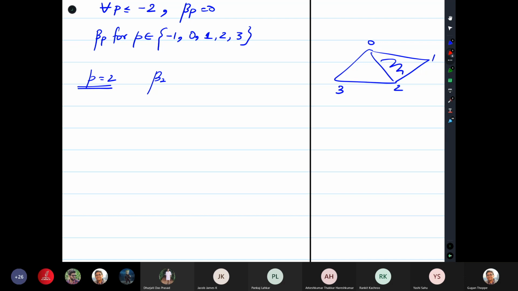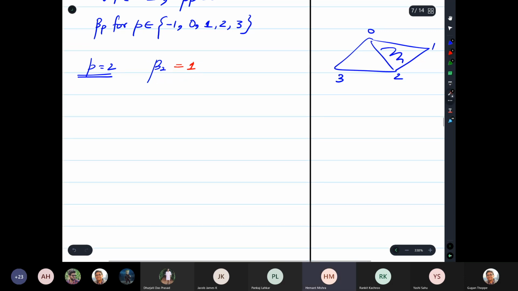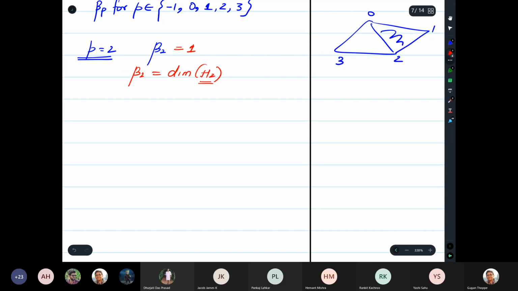It should be 1, I think. Okay, so beta 2 should be 1. Is that what your answer is? Yes, sir. Okay, so how about we try and do this formally? How do you compute beta 2? What is the definition of beta 2? It's the dimension of H2. So we first have to look at what H2 is. Can you tell me the definition of H2? It is Z2 quotient B2. This is how we define H2. Do you agree? Yes, sir.